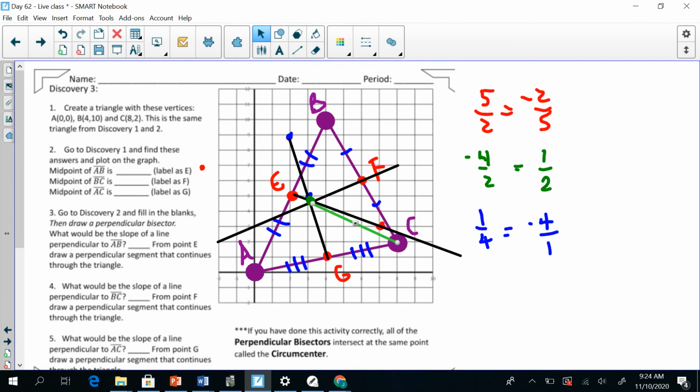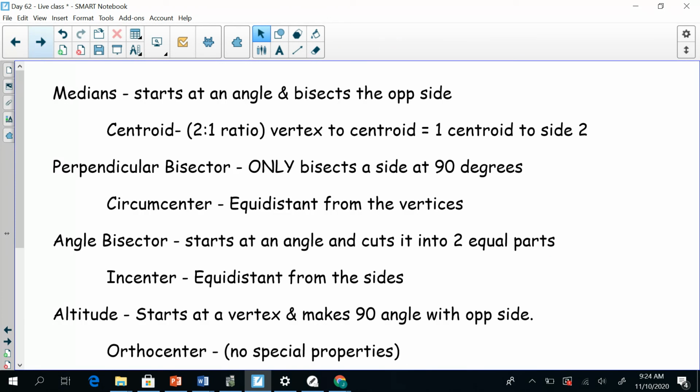So perpendicular bisector. The biggest takeaway is median: it starts at an angle and bisects the opposite side. That's your centroid. Vertex to centroid is 1, centroid to side is 2. So that 2 to 1 ratio. Perpendicular bisector only bisects the side at 90 degrees. It does not have to start at an angle.